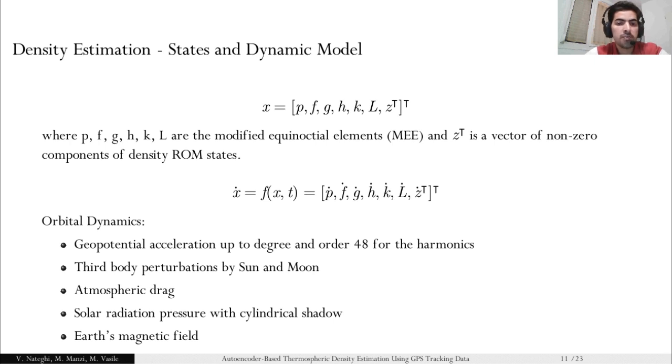The orbital dynamics we have considered for the satellite consists of geopotential acceleration up to degree and order 48 for harmonics, and the considered perturbations are listed at the bottom of the slide.